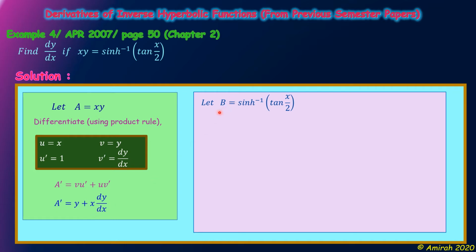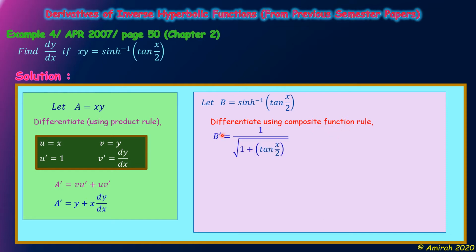Okay, and then let me look at B. Our B is inverse sinh tangent x over 2. This is a composite function, meaning that x over 2 is inside tangent, and tangent x over 2 is inside inverse sinh. This is not the product rule. This is not a multiplication function. So we need to differentiate using the composite function rule.